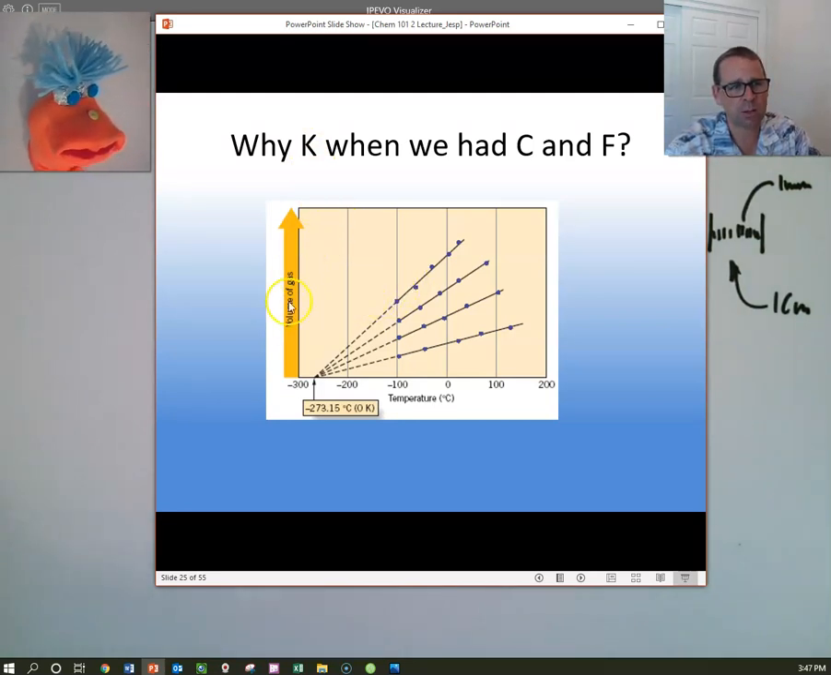If you see this plot here, this is volume of gas along here, and then temperature along the side there. And as we lower the temperature, each one of these volumes decreases, right? And you can see if you extrapolate all these lines down, they all meet at one point. So why is it that the volume of the gases is getting smaller as you get them colder?